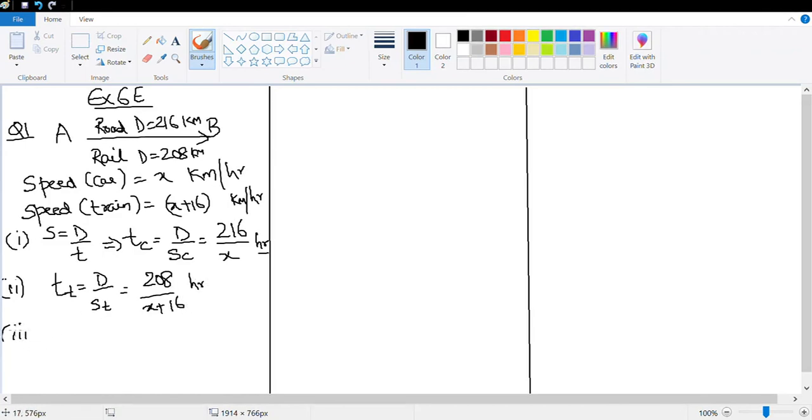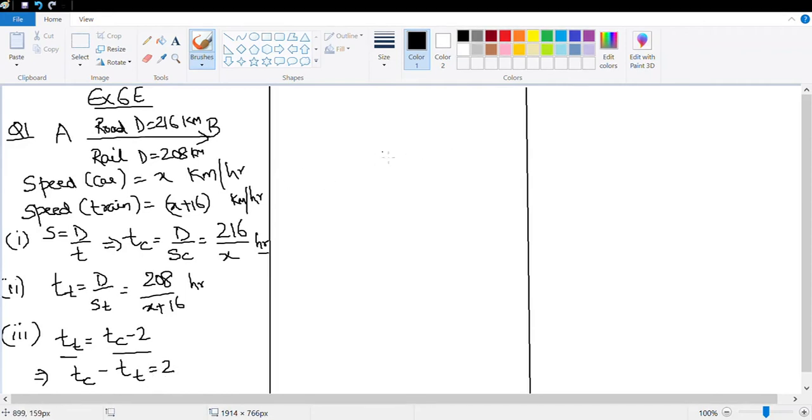Part 3 says if the train takes 2 hours less than the car. So the time of the train is 2 hours less than the time of the car, which means time of car minus 2. That's the relationship given. Time taken by the train is 2 hours less than the car. So now let's put this in a manner that I have both the times together. So this will be TC, which is time of car, minus time of train, is equal to 2.